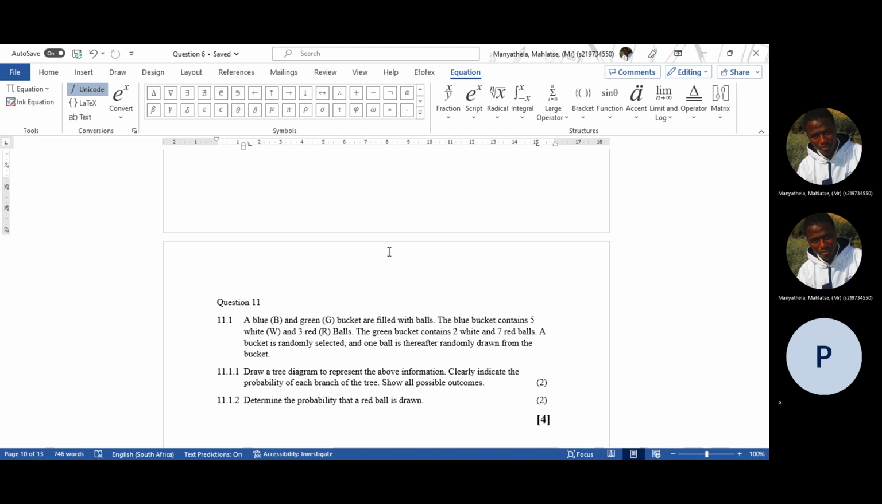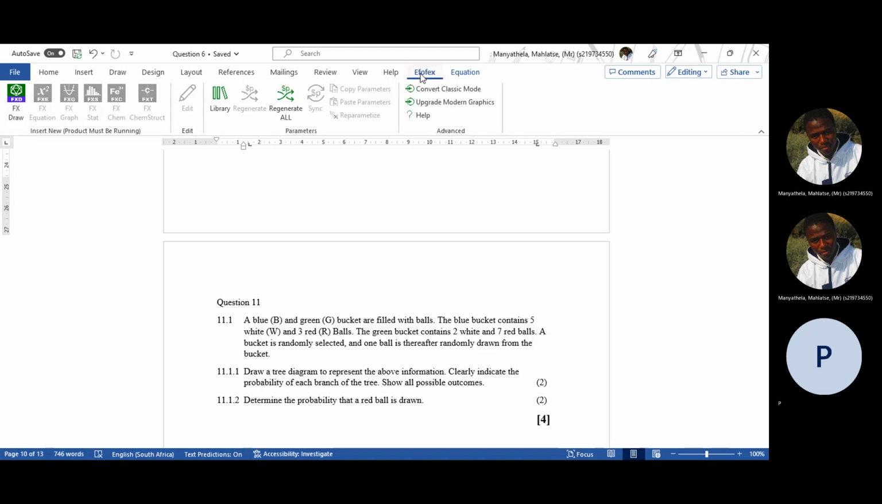So, first step, they're saying to you, draw a tree diagram to represent the information, clearly indicate the probability of each branch of the tree, show all possible outcomes. So let's draw a tree diagram.